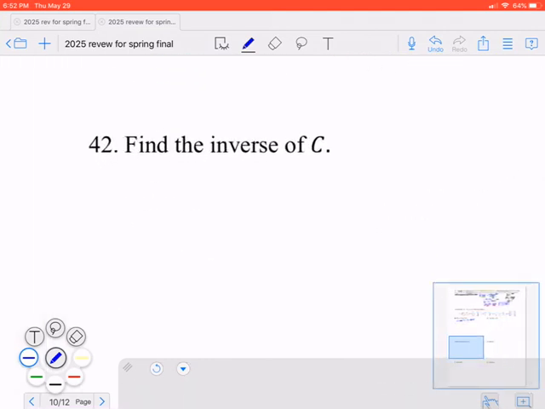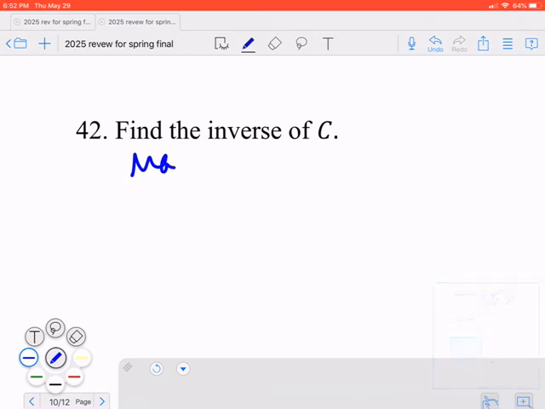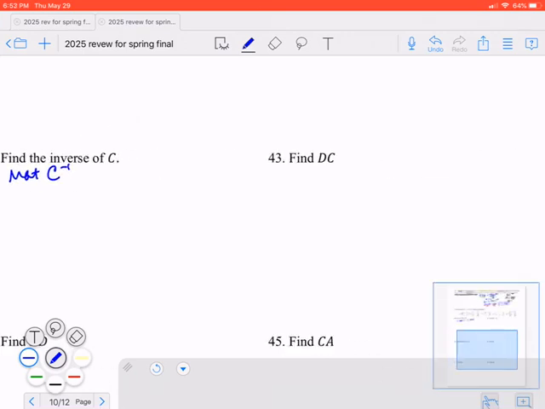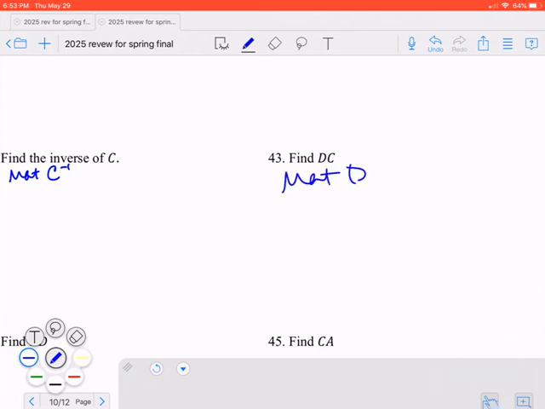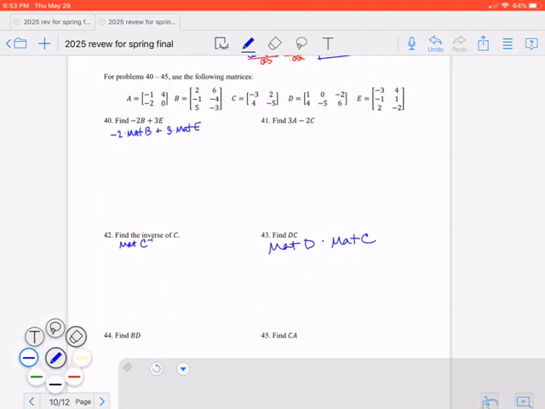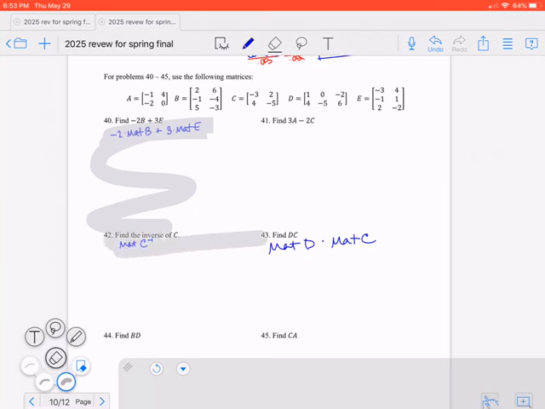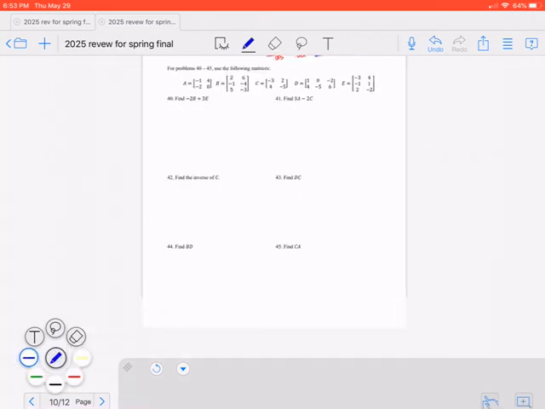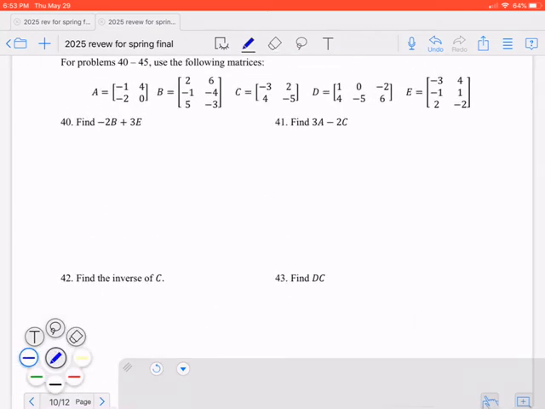41 would be similar. Find the inverse of C, so I would type mat C inverse. And that one would just be multiplying mat D times mat C. And same with the last two. But for the video, I'm going to do them all longhand instead of using the calculator.